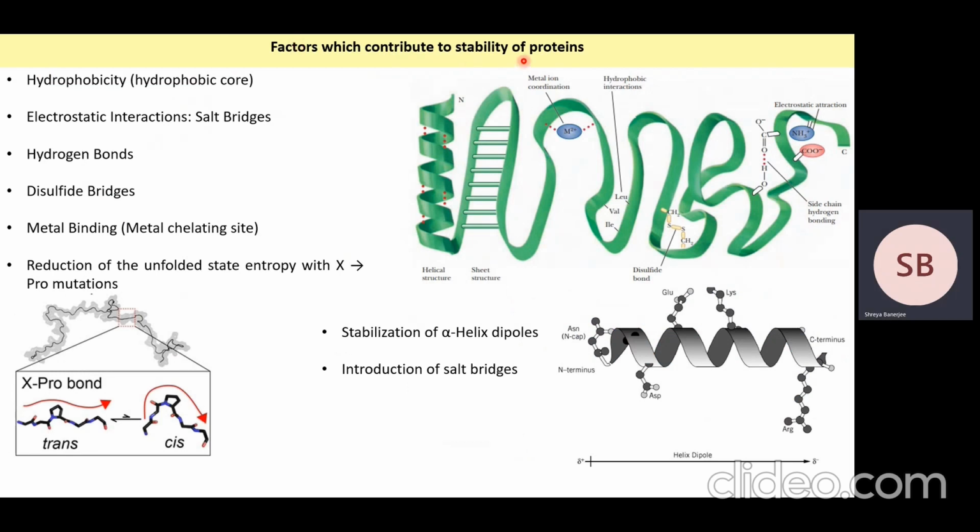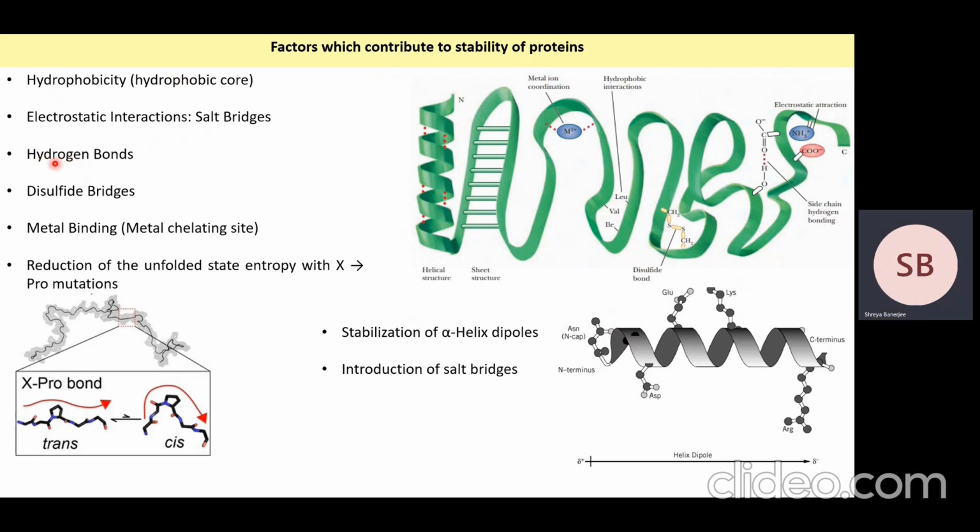Now, there are several factors which contribute to the stability of proteins. One is hydrophobicity. There are various hydrophobic amino acids like leucine, valine, or isoleucine, which have hydrophobic side chains. So, there can be van der Waals interactions between their side chains, and that is called hydrophobic interactions. Or there can be electrostatic interactions. If you have a lysine, which is a basic amino acid, it will have an NH3+, and an aspartic acid, which is an acidic amino acid and will have a COO-, then these two can have an electrostatic interaction, also called a salt bridge.